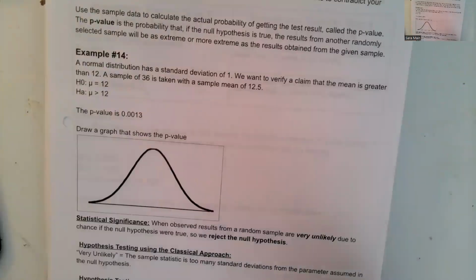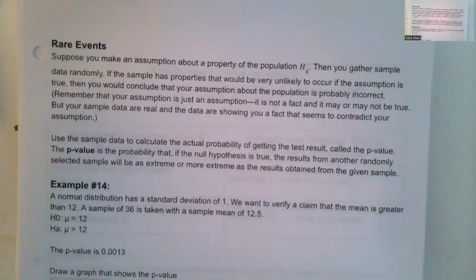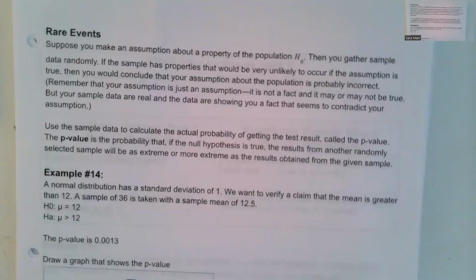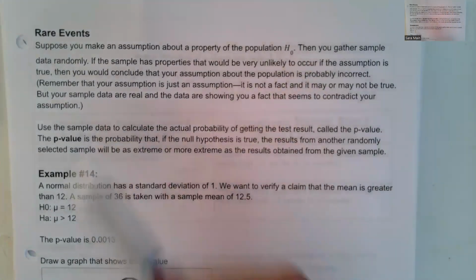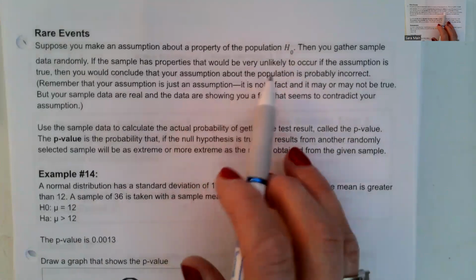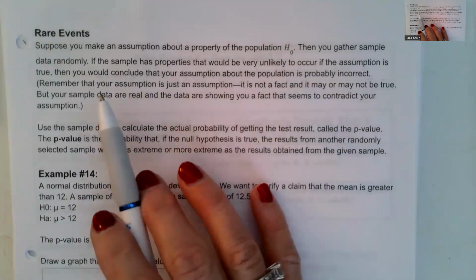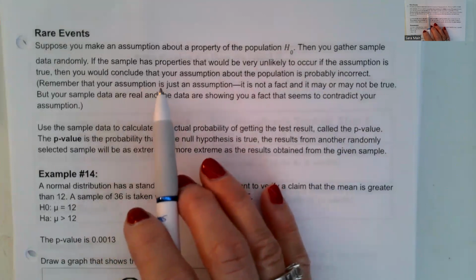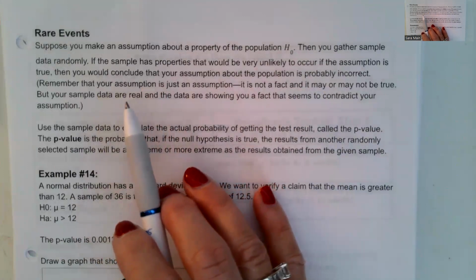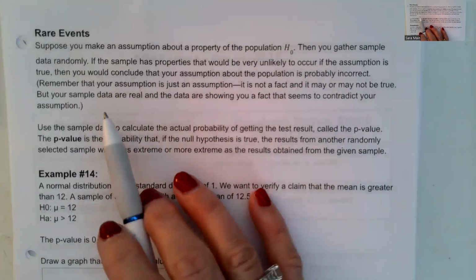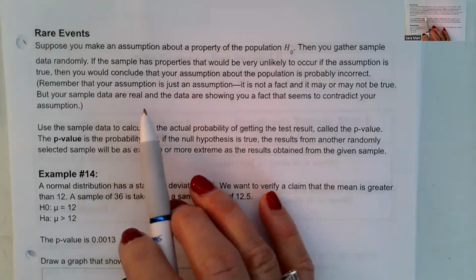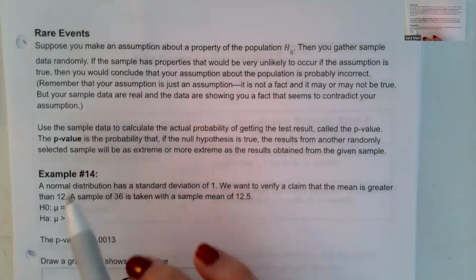So when we are running hypothesis tests, we have to decide what rare events are so that we can conclude the right thing. It says, suppose you make an assumption about a property of the population, H0, then you gather data randomly. If the sample has properties that would be very unlikely to occur if the assumption is true, then you would conclude that your assumption about the population is probably incorrect. Remember that your assumption is just an assumption. It is not a fact, and it may or may not be true, but your sample data are real, and the data are showing you a fact that seems to contradict your assumption.